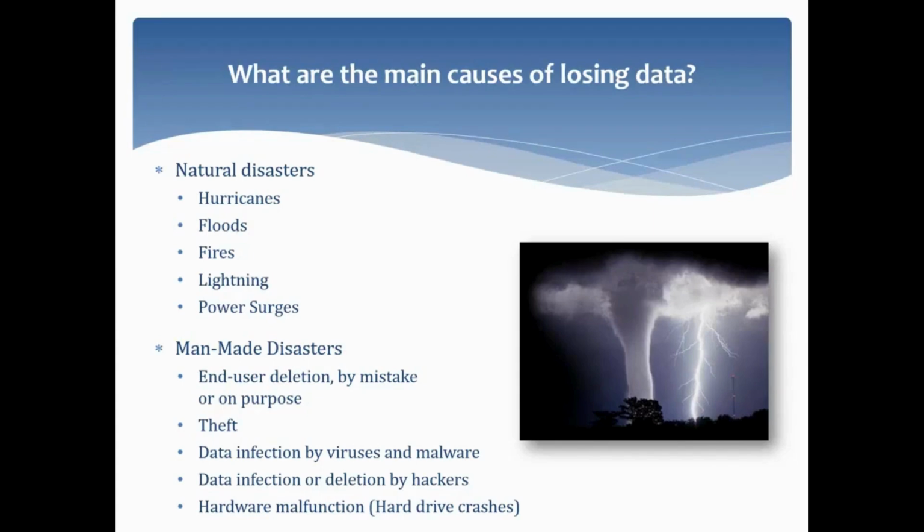But the more important one, which people don't know about too much, is man-made disasters. Man-made disasters actually cause more damage and data loss than natural disasters. That's something to remember. Out of all those categories, end user deletion, meaning your staff deleting something by mistake or on purpose, is actually number one. We see a lot of cases where people delete something by mistake, don't realize it, and 2 months later they're looking for it, and nobody knows where it is, and their backup only went back a month.